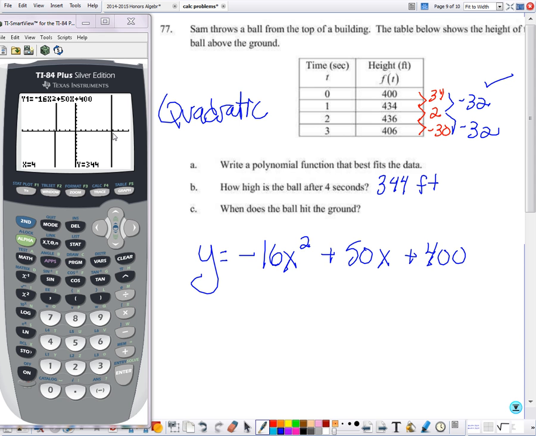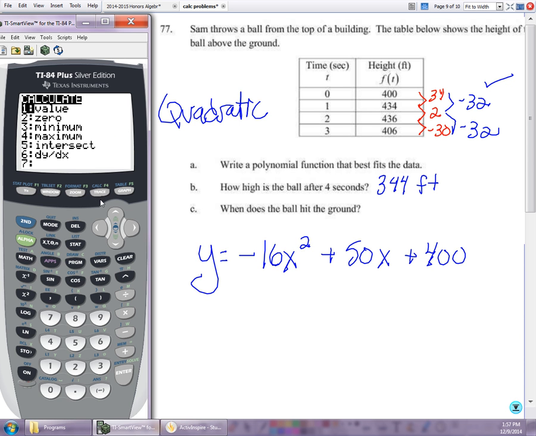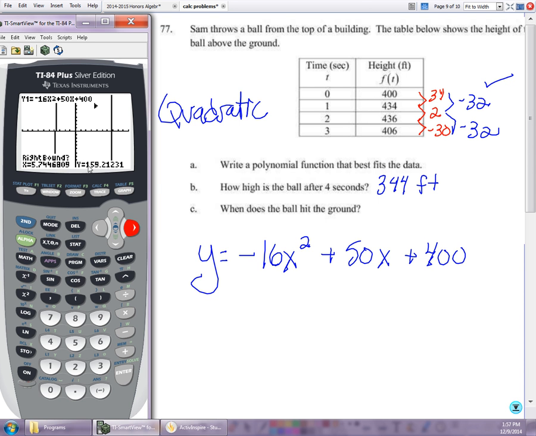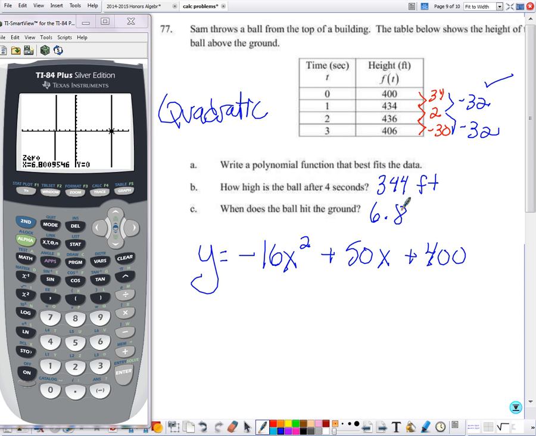And when it hits the ground, I'm going to calculate the 0. My cursor's to the left. I have to go to the right. I want to look to see when this y turns negative. I'll know it'll be to the right. I'll take a guess. And the time is 6.801 seconds.